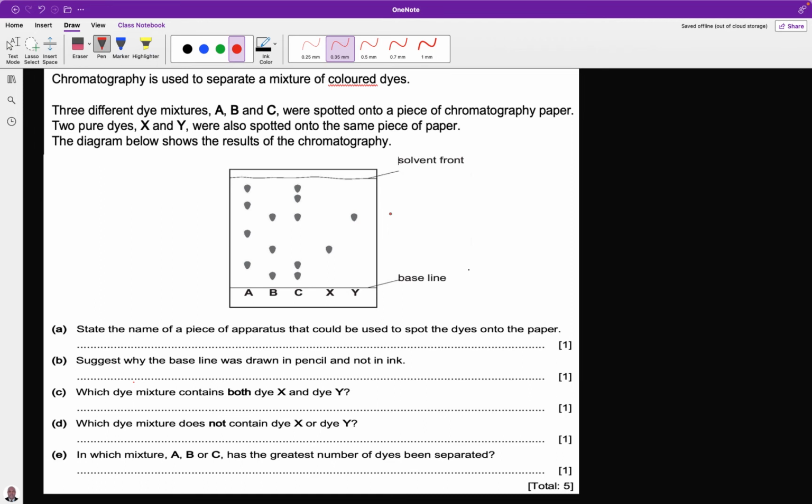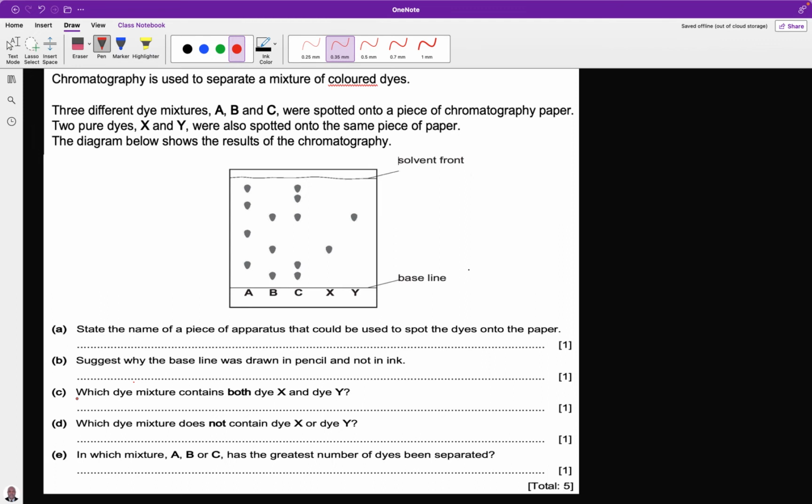When we use ink to draw the line, the ink will dissolve and undergo chromatography. The components there are going to travel up the paper. So ink is not good. A pencil is preferable because the pencil will not dissolve. Once more, ink will dissolve, travel up the chromatography paper, and interfere with the result. But pencil will not dissolve.